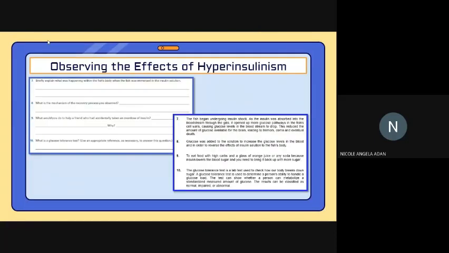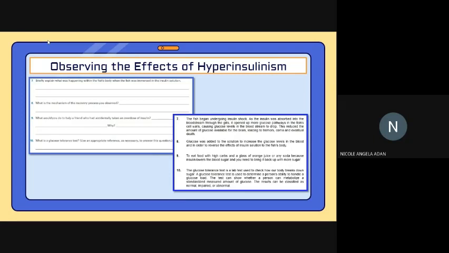Now, we'll move on to observing the effects of hyperinsulinism. Briefly explain what was happening within the fish body when the fish was immersed in the insulin solution. The fish began undergoing insulin shock. As the insulin was absorbed into the bloodstream through the gills, it opened up more glucose pathways in the fish cell walls, causing glucose levels in the bloodstream to drop. This reduced the amount of glucose available for the brain, leading to tremors, coma, and eventual death.